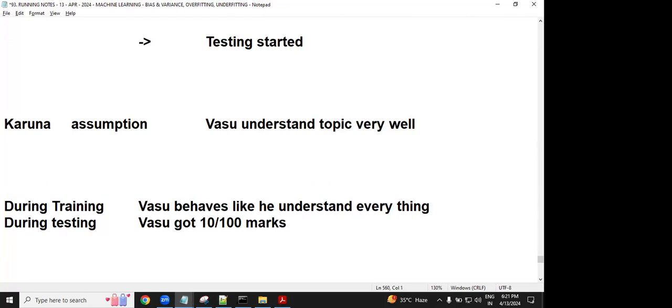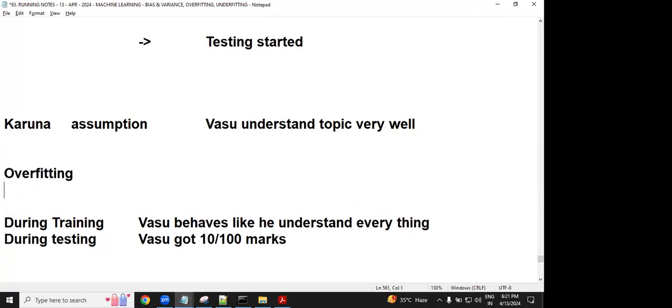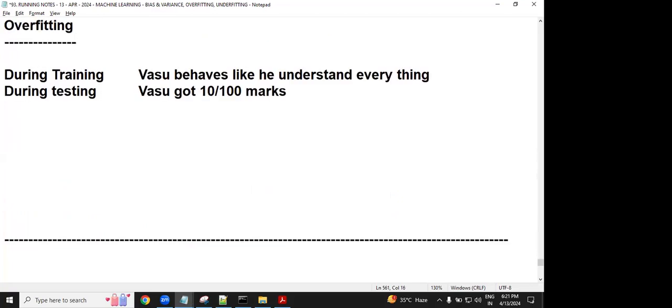Frankly speaking, this is called overfitting. This is called what exactly? Overfitting actually. Let me repeat one more time. Overfitting. If you want to understand overfitting, you should know about 2 points. First one is the training period. Next one is the testing period.